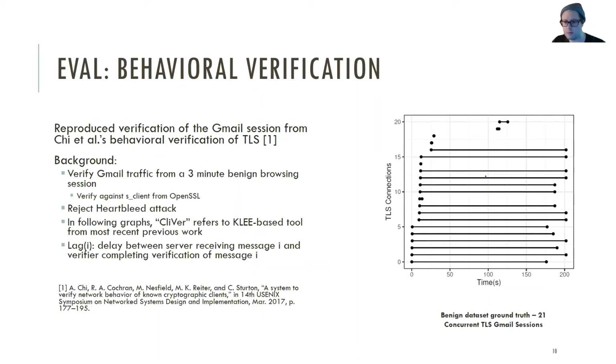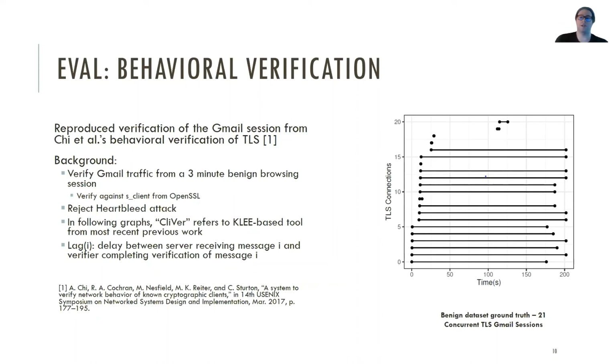Okay, so I'm going to talk about the TLS evaluation a little bit more. Specifically, we compare TASE to the most recent tool built for behavioral verification, which we refer to as CLIVER, short for Client Verifier. And the evaluation compares TASE and CLIVER side by side to measure how efficiently they perform behavioral verification of TLS network traffic against a known client implementation using OpenSSL. So both systems actually rejected a specially crafted network message designed to exploit Heartbleed.